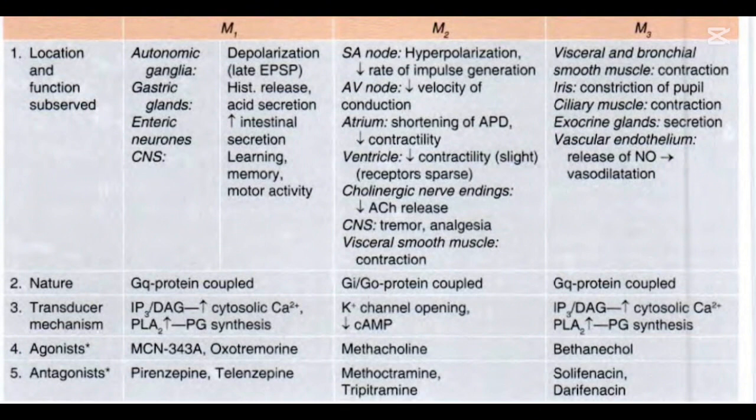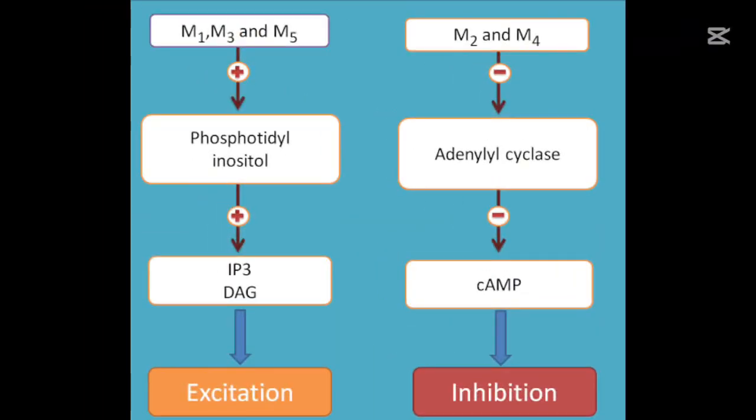Now, if they bind to the Gq receptor, what second messenger will they give? They will give IP3, which is inositol triphosphate, and DAG, diacylglycerol.